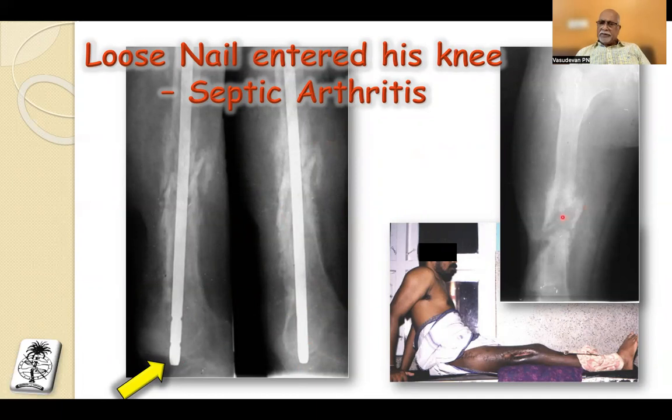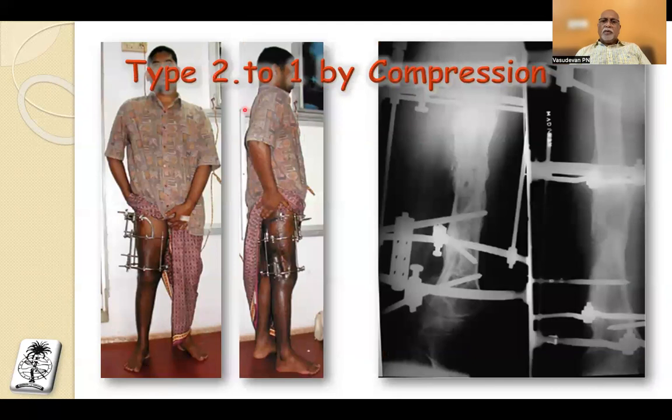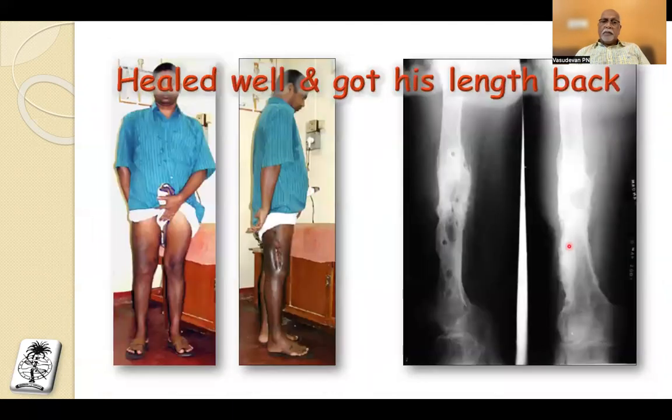And later the nail was removed. So I have tackled it at this stage. I converted it into a type 1 stiff non-union just by compression for about 3 weeks. Then slowly distracted 0.25 millimeter 2 times a day and he got his length back. He has completely healed well and got his length back.